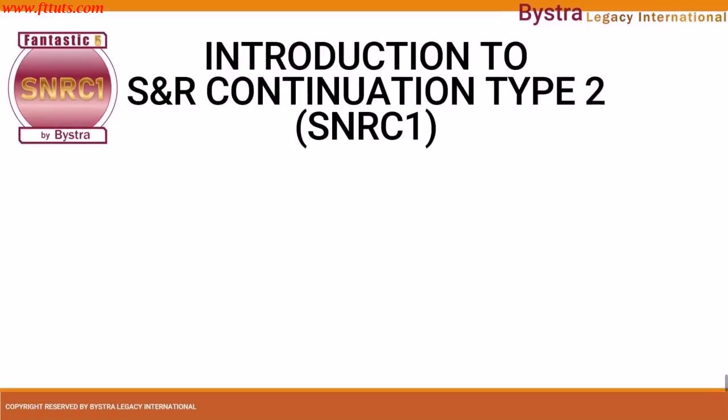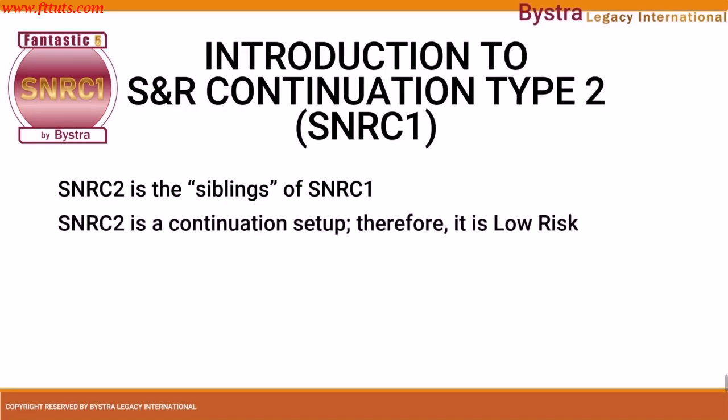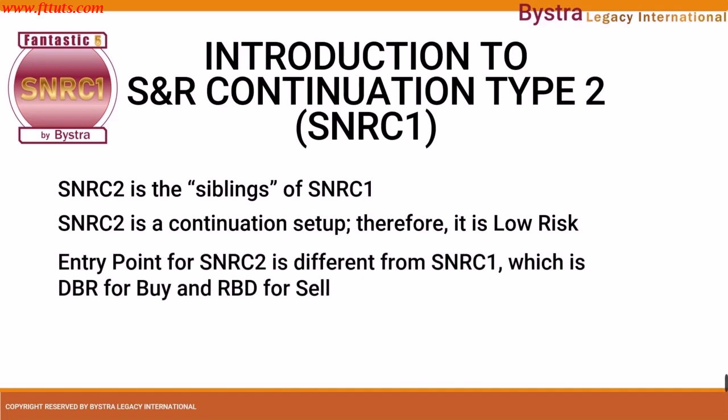So let's have a look at the SNRC continuation for type 2. It is the sibling of the SNRC1 and it is also a continuation setup. The only difference of SNRC2 from the SNRC1 is the entry point, which for SNRC2 we'll be using the drop base rally or the rally base drop, whereas the SNRC1 is using the drop base drop and also the rally base rally. So let's have a look at the SOP.